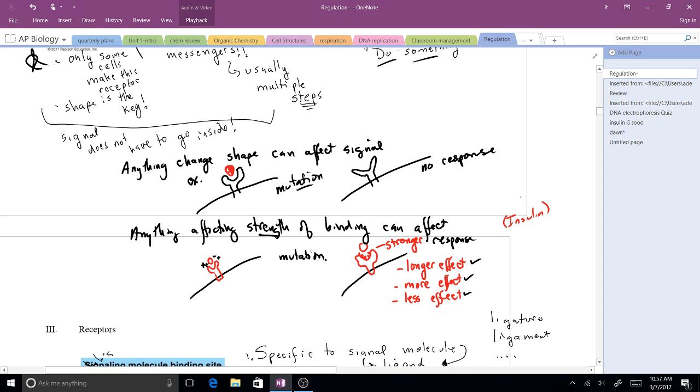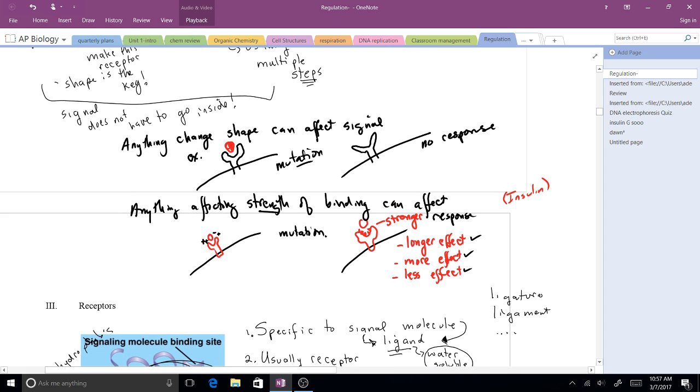We can see this in some of the engineered forms of insulin that we can kind of play around with to see if it's going to last longer or stick around or have more of an effect. So anything that does that, that's kind of an important point. The shape, but also the binding strength can really play a role.